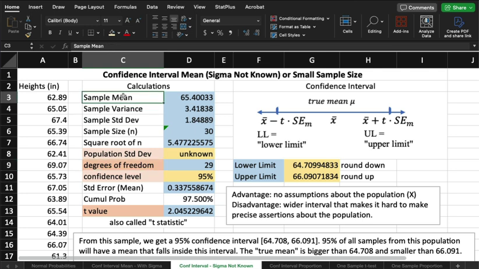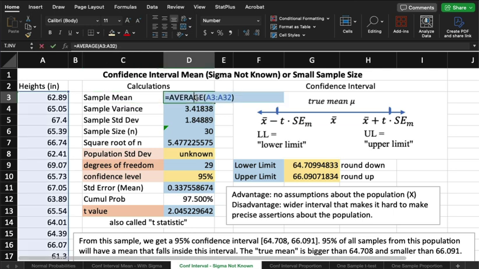The first calculation is for the sample mean. So you're either going to calculate this or you're just going to type it in. I've typed it into cell D3. That's just our average calculation. If you've seen previous videos of mine, you know how to calculate an average at this point. That is our sample mean. My data is in cells A3 all the way down to A32, and you can see that inside the parentheses there.